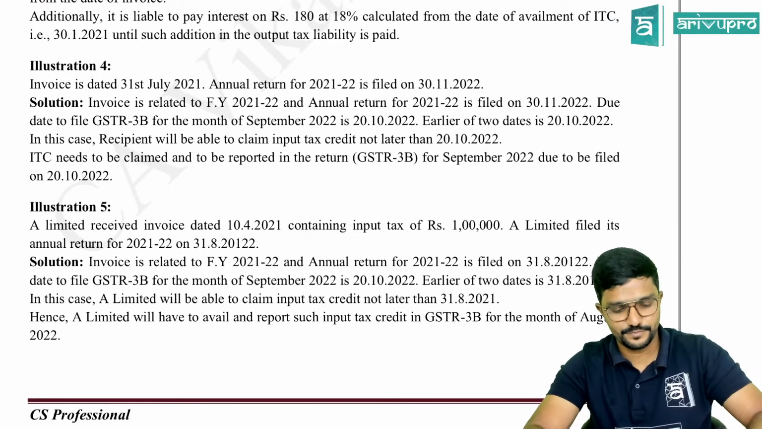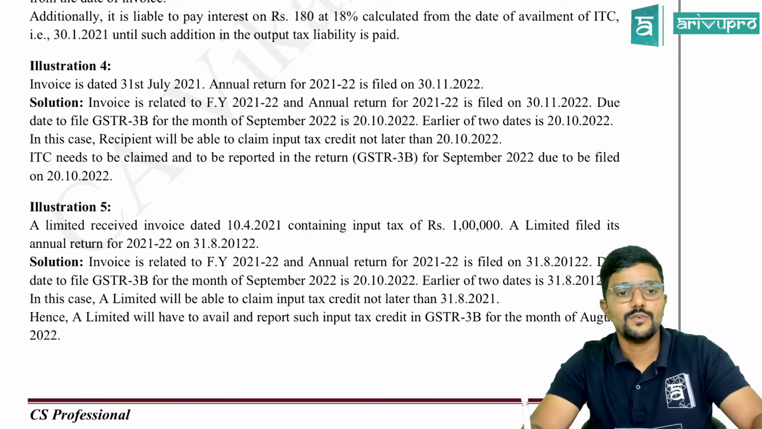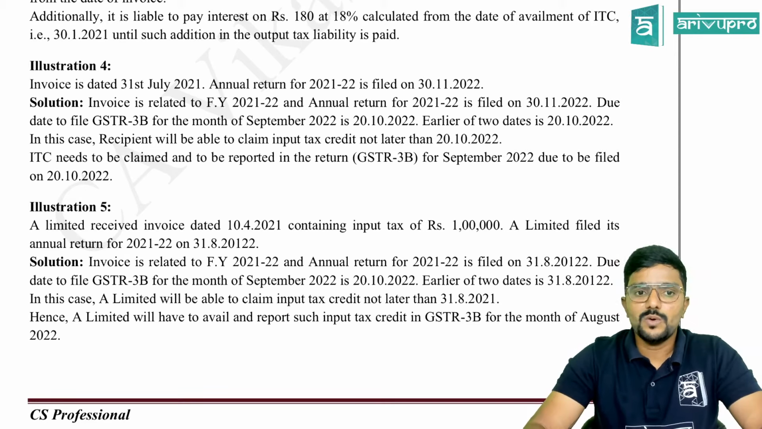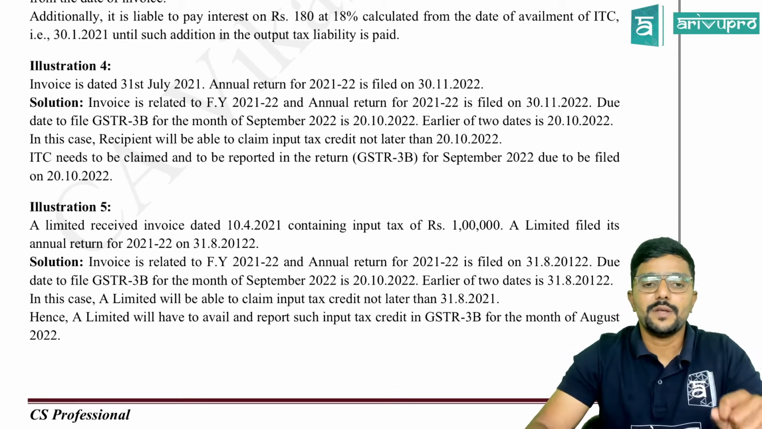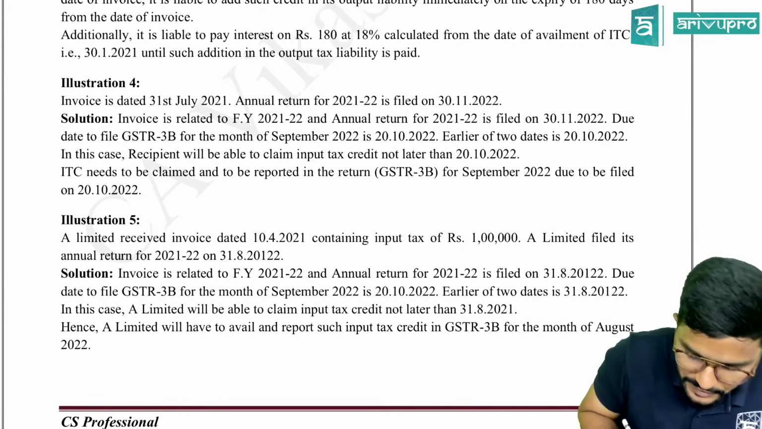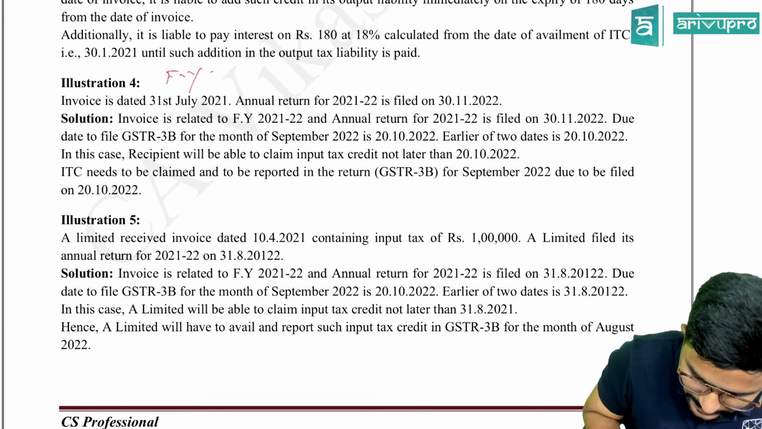Illustration 4. Invoice is dated 31st July 2021. Okay, so it is related to which financial year? Financial year 21-22. Okay, sir.